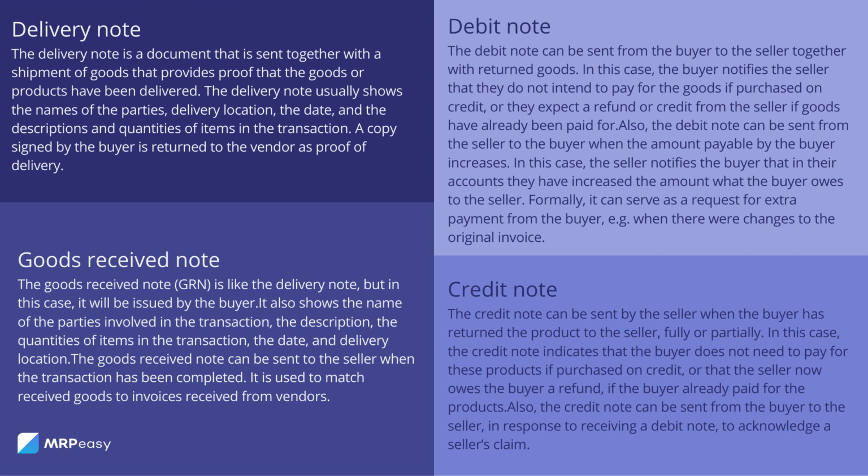Credit Note. The credit note can be sent by the seller when the buyer has returned the product to the seller fully or partially. In this case, the credit note indicates that the buyer does not need to pay for these products if purchased on credit, or that the seller now owes the buyer a refund if the buyer already paid for the products. Also, the credit note can be sent from the buyer to the seller in response to receiving a debit note to acknowledge a seller's claim.